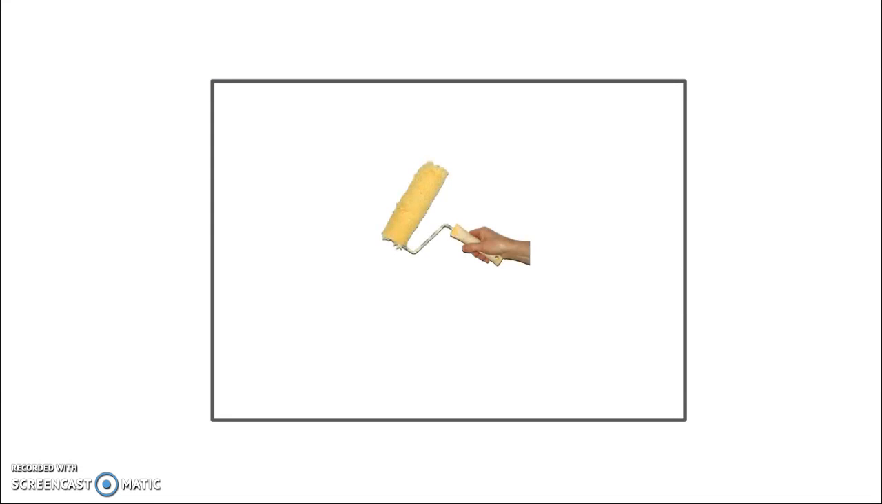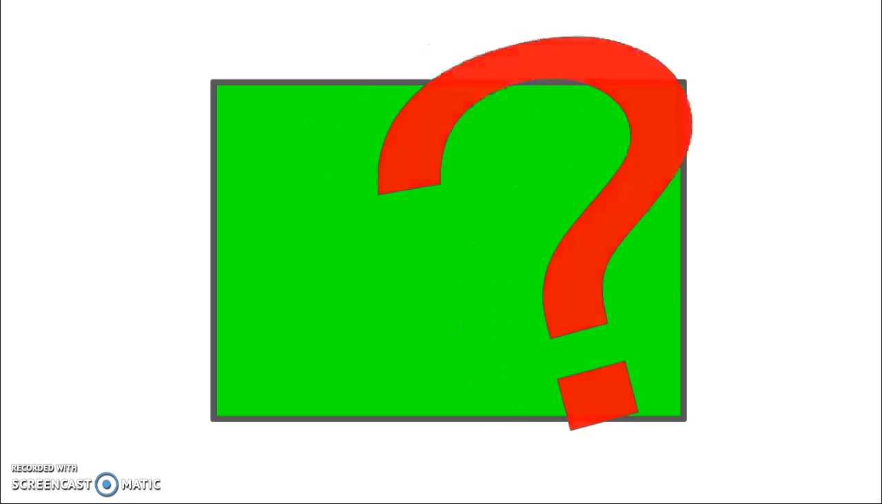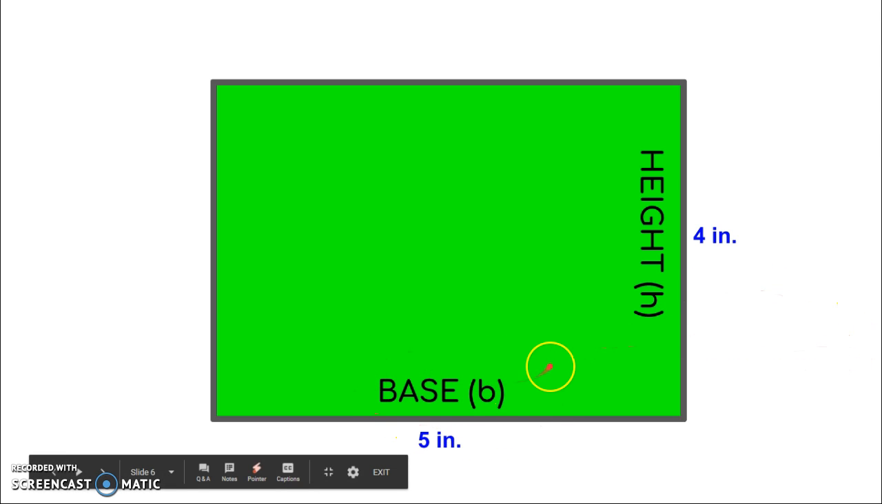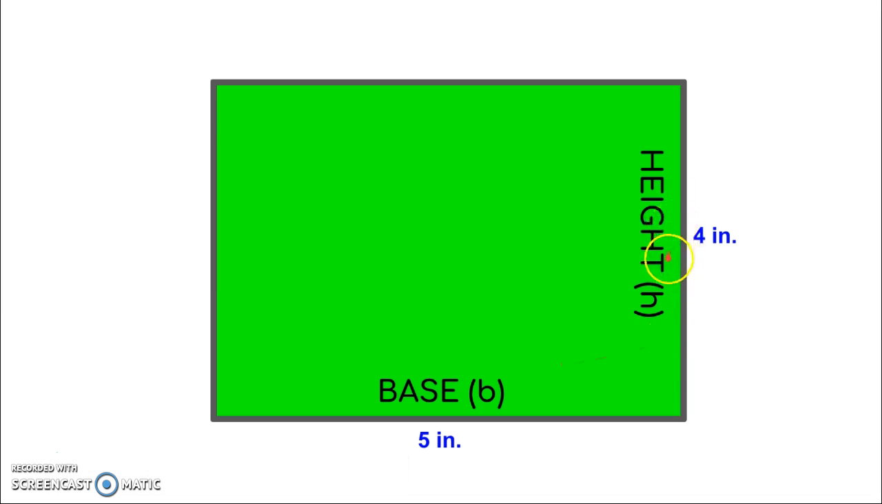So here is a blank rectangle. Let's suppose we are going to paint the inside of this. If we want to paint this rectangle green, how do we know how much paint we need? The example I'm including today is this. Let's suppose that the base, which is right here, the bottom, is 5 inches, and the height of this rectangle is 4 inches.